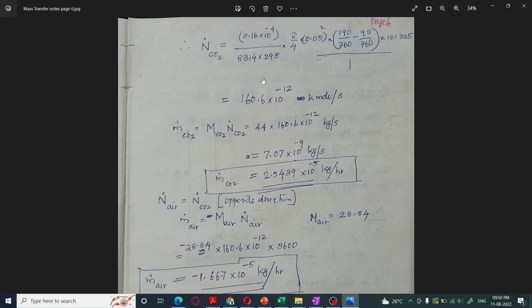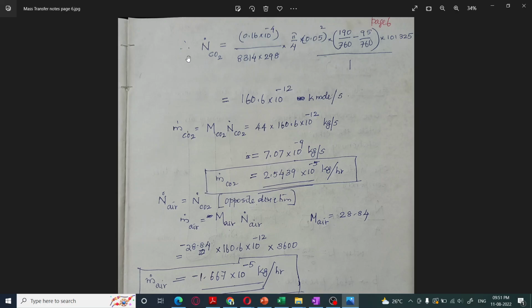Now, interestingly, in equimolar counter diffusion, n dot of CO2 should be same as n dot of oxygen. So there are two components. Component A is carbon dioxide and component B is air. Carbon dioxide and air form the mixture. So in equimolar counter diffusion, n dot of carbon dioxide is equal to negative of n dot of air. So since n dot of carbon dioxide equals this much, n dot of air will be negative of this.